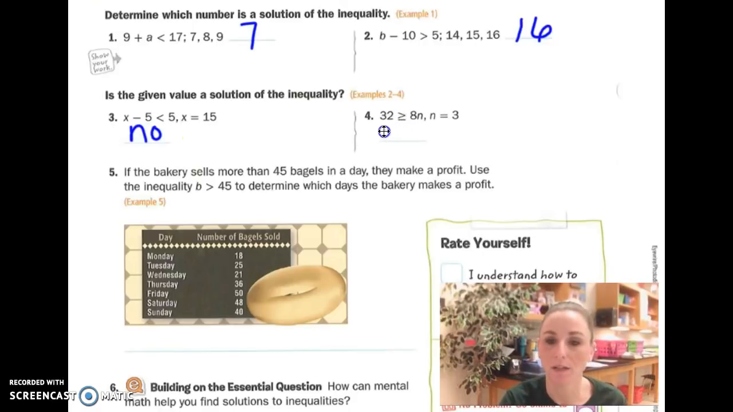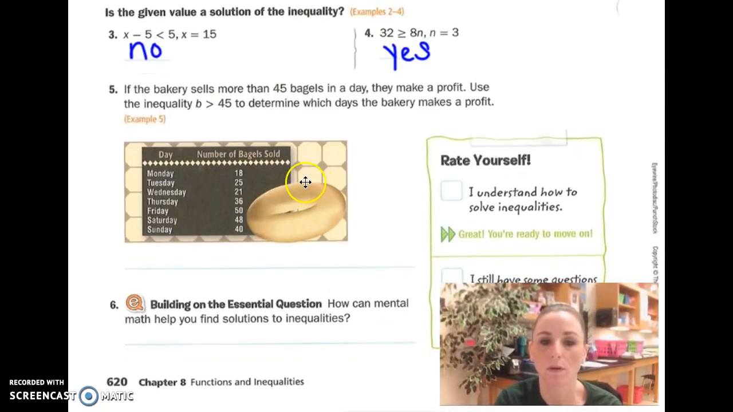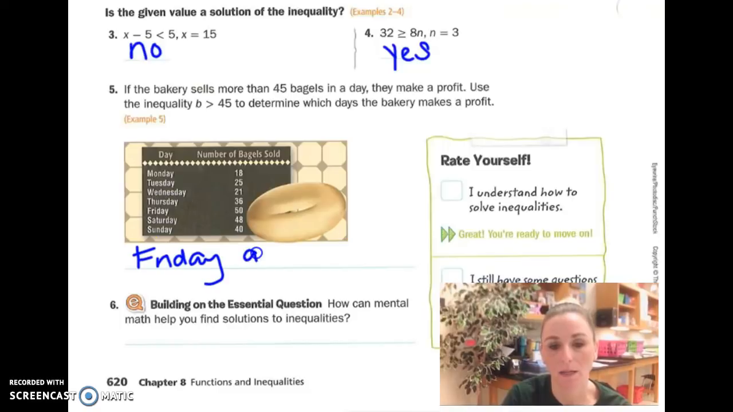So taking a look over here, the answer is yes. When you replace the n, n times 3 is 24. Is 32 greater than or less than 24? Yes. Let's take a look at this next question. It says, if the bakery sells more than 45 bagels in a day, they make a profit. Use the inequality b greater than 45 to determine which days the bakery makes a profit. So it's got to be greater than 45. I see 2 days that are greater than 45, and that would be Friday and Saturday.